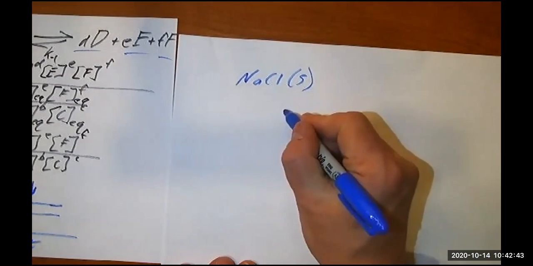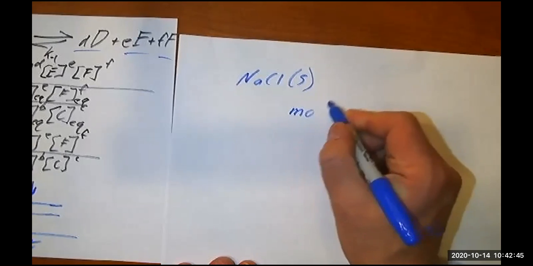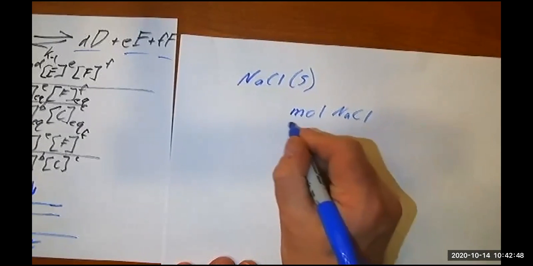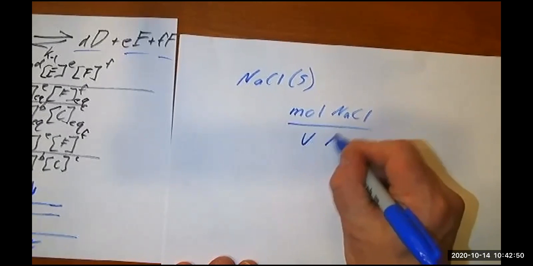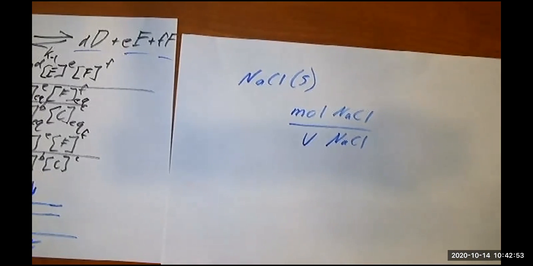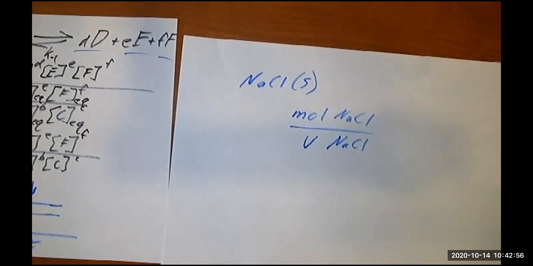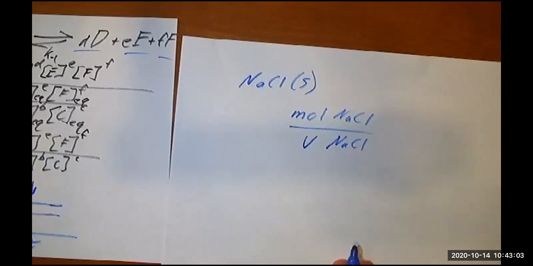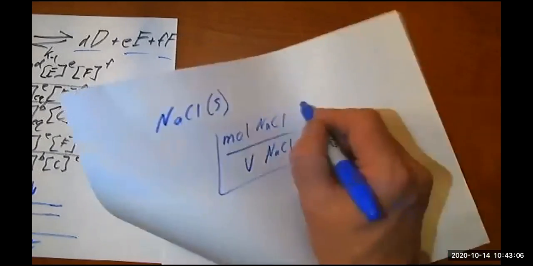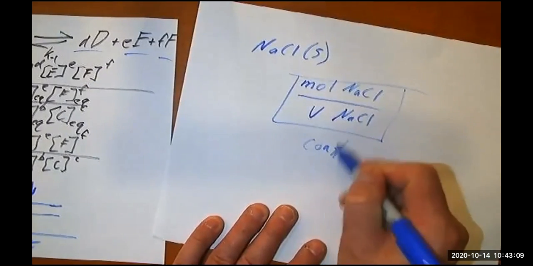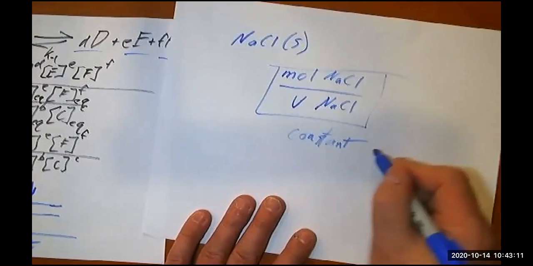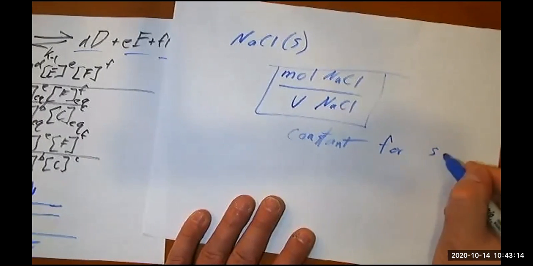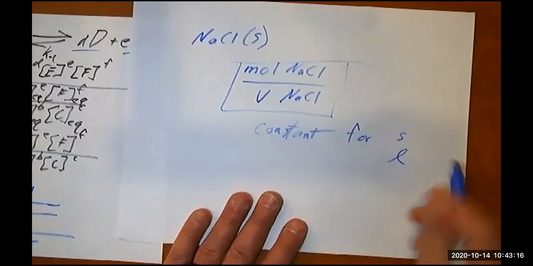What is its concentration? Well, it's the number of moles of sodium chloride divided by the volume of the sodium chloride, not of whatever it's in, of the sodium chloride solid block itself. Well, this is just based on its density and the molar mass. So this is a constant. It's a constant if it's for anything that's a solid or for anything that is a liquid.